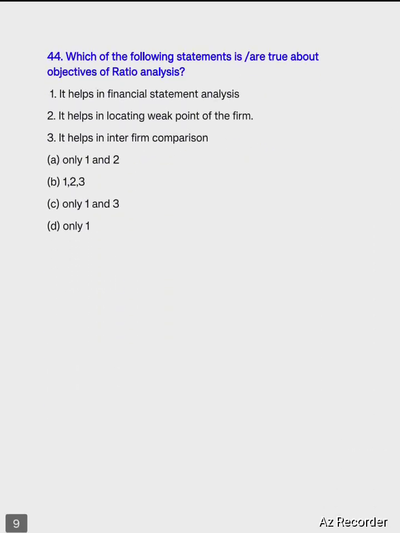Question number 44. Which of the following statements is or are true about the objective of ratio analysis? So it helps in financial statement analysis, it helps in locating weak points of the firm, it helps in inter-firm comparison. So the answer will be all 3 of them, option number B.